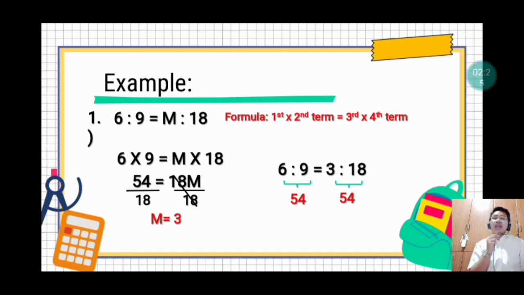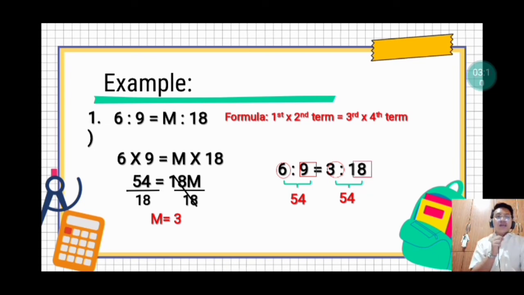So, paano naman natin malalaman kung they are inverse proportion? Ganito yan. Magbibase ulit tayo sa first term for both ratios, the antecedents, which are 6 from 6 to 3. Nagkaroon ng increase, right? And then, the second term for both ratios, which are the consequents, 9 from 9 to 18.